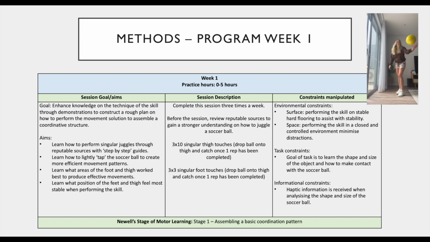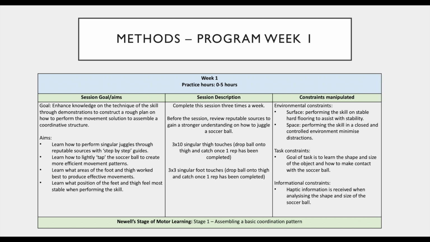The performer focused on smaller movements by freezing degrees of freedom when completing one juggle at a time. This allowed the learner to self-organize to complete the singular action without overcomplicating the movement.